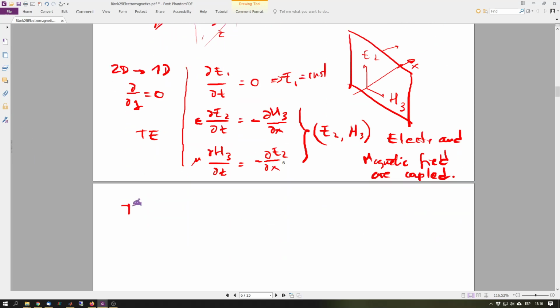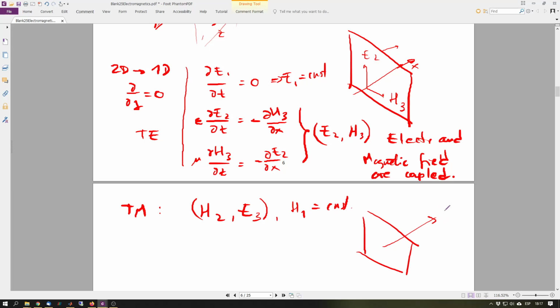Similarly, we can do the same with the transverse magnetic, the same reduction to 1D, and we end up working with my H2, E3, and my H1 equal to constant, and a similar plane where I have my H1 along this direction, and I have my E3 and my H2 here.